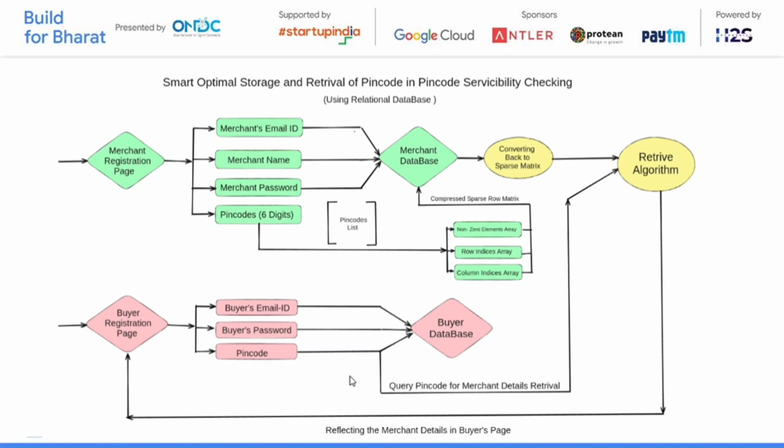Now, talking about the buyer's registration part, we have buyer's email ID, buyer's password, as well as the pin code for querying whether the serviceability is available in that area. Now, all this information is stored in the buyer's database, and then this pin code, which is queried by the buyer, is then sent through a retrieval algorithm, which then displays whether any merchant is available for that particular pin code to serve the buyer.